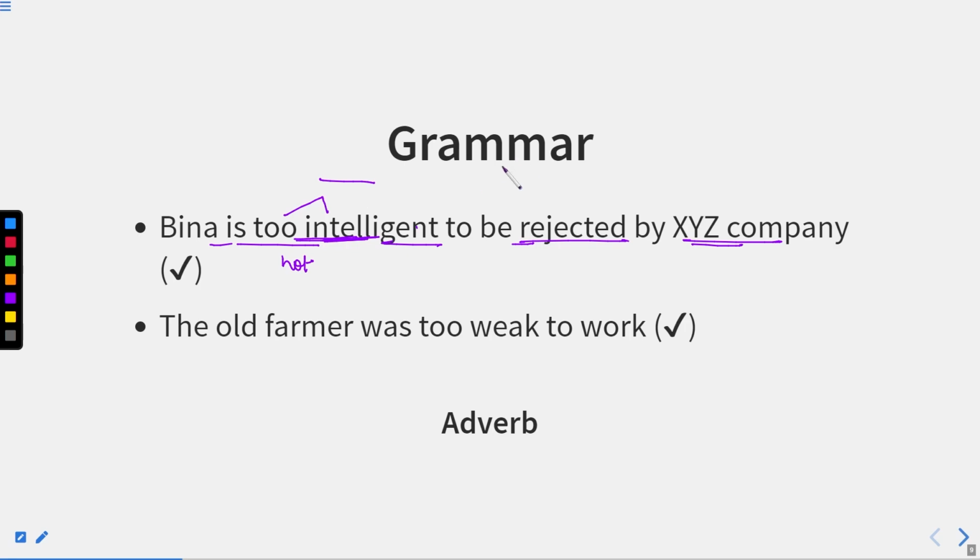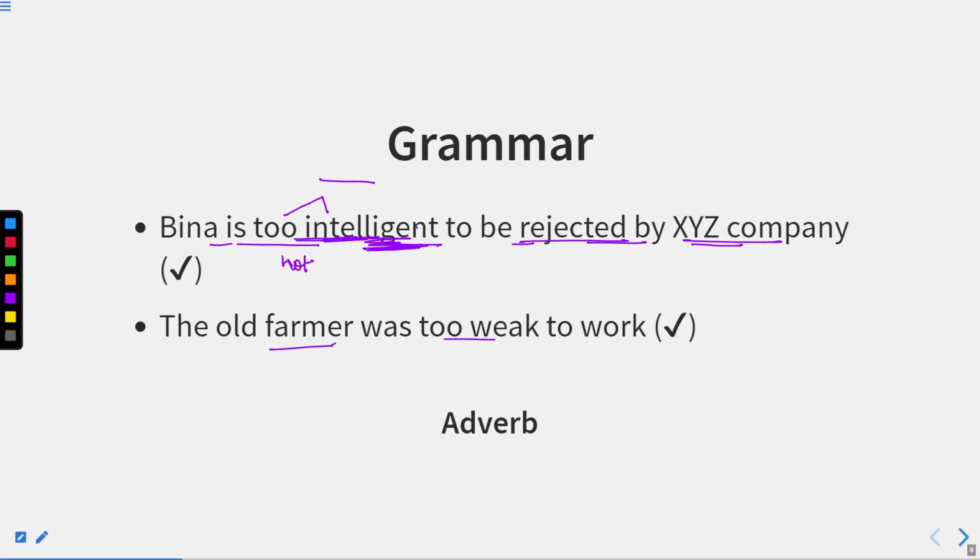Of course, this shows because intelligence enables a person to be selected, but here this quality is enabling her to be rejected. It means she's not intelligent either, or maybe possible she's extra intelligent for this company. So this is somewhere like a taunt for this particular girl, or you can say that this sentence shows something negative about her, that maybe possible she's extra intelligent as per the requirements of XYZ company.